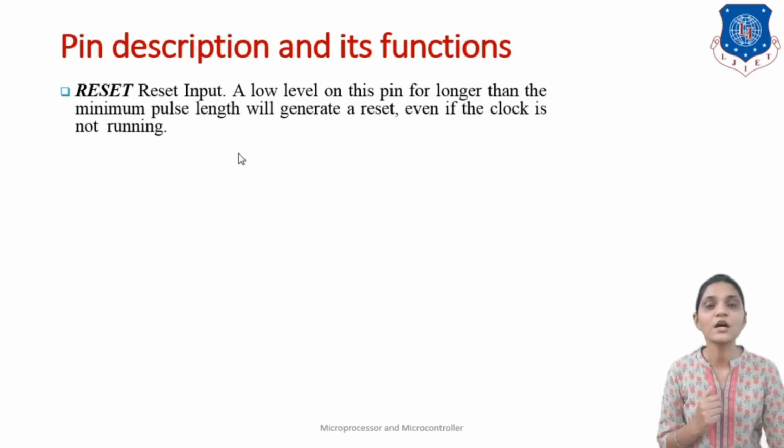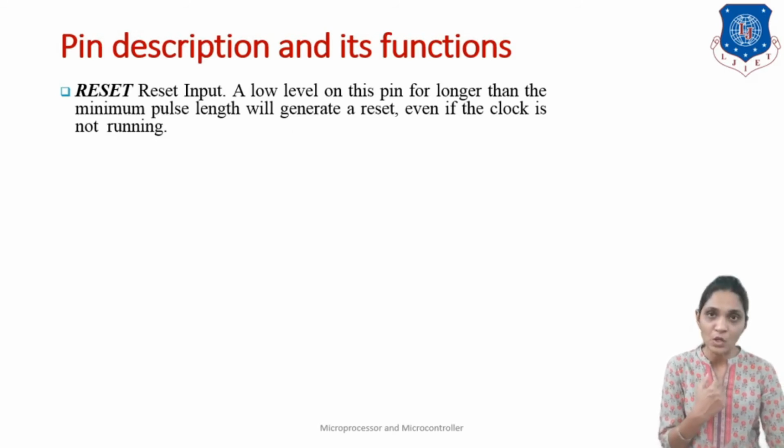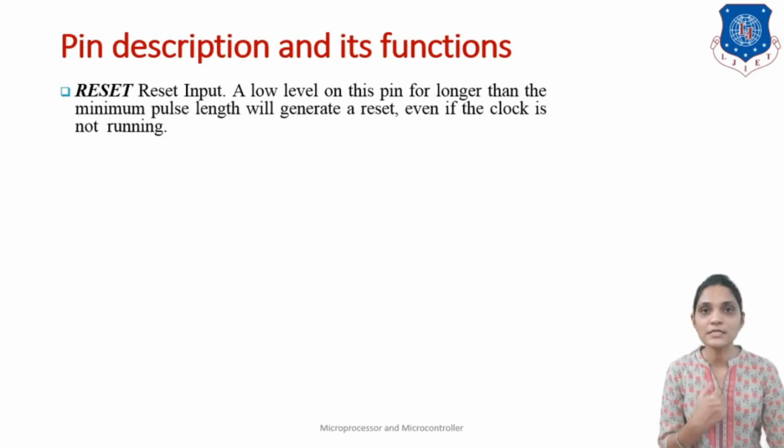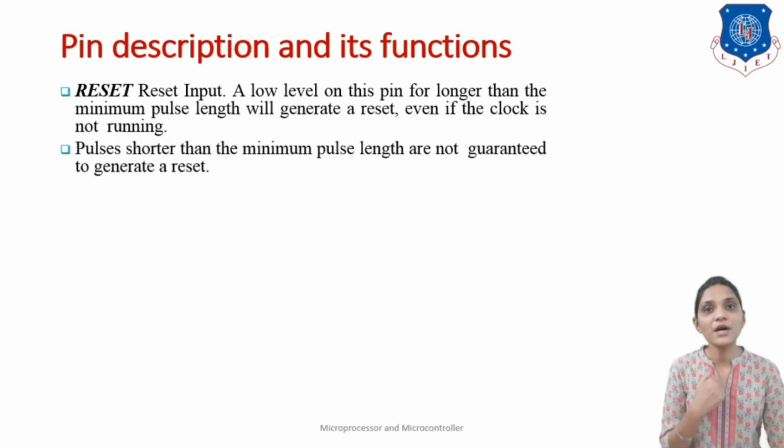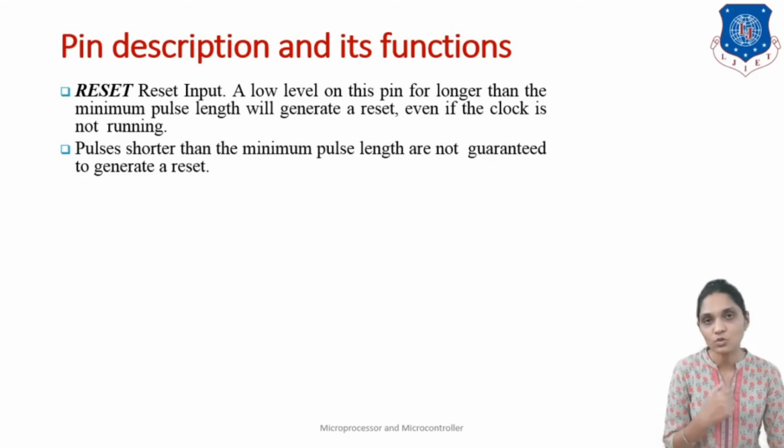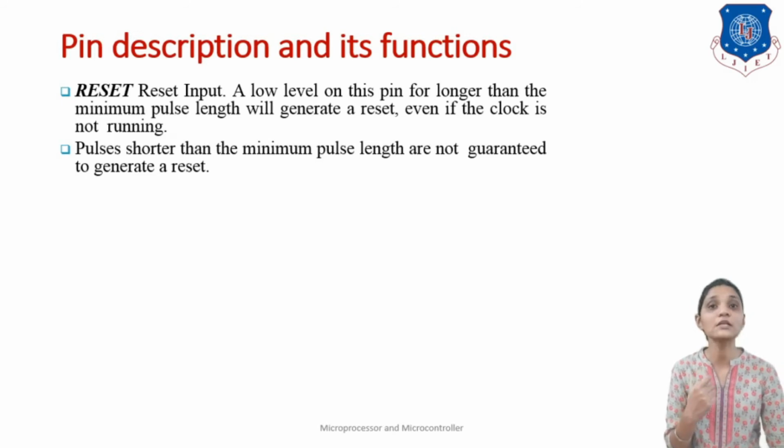It is the reset input. A low level on this pin for longer than the minimum pulse length will generate a reset even if the clock is not running. So for reset you have to provide an active low signal, and you have to hold that signal low for some duration, and that duration is the pulse duration. By using this reset you can reset the controller. Pulses shorter than the minimum pulse length are not guaranteed to generate a reset. So the minimum required is that you provide a pulse of that length.